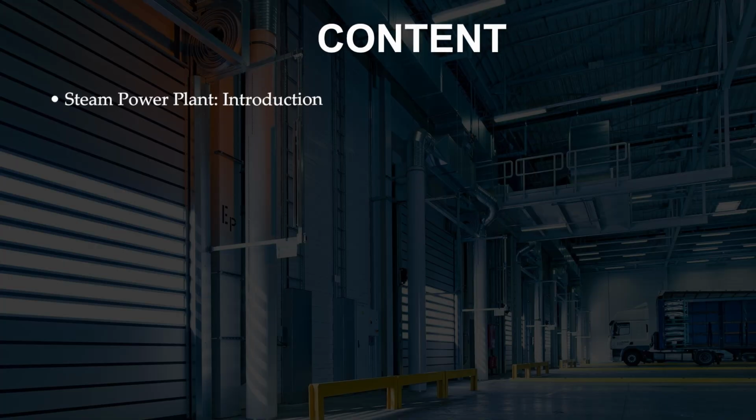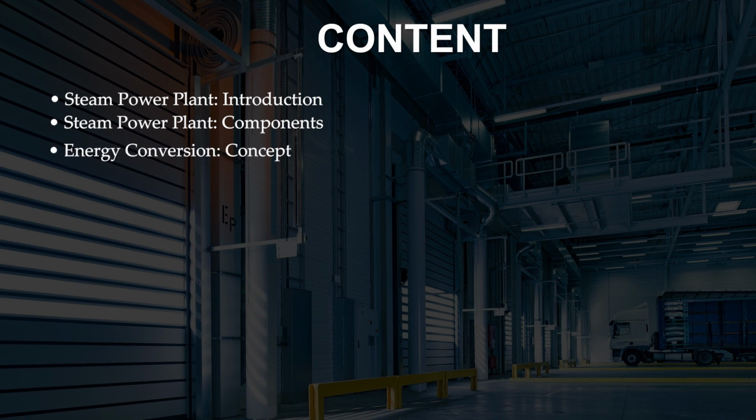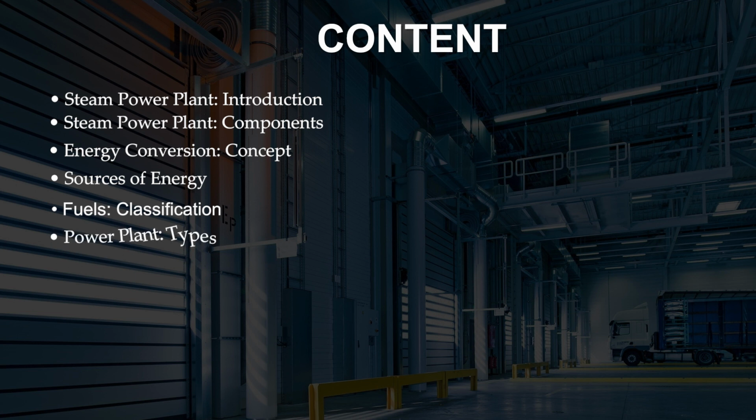The content of the presentation will be the steam power plant introduction. Then we will go for steam power plant components, various components used in steam power plant will be discussed here. Energy conversion, what are the concepts of energy conversion, we will discuss here one by one. And we will go for sources of energy, various types of sources of energy available, we will discuss in detail in this section. Then we will go for fuels and their classification, and we will enter into the power plant.